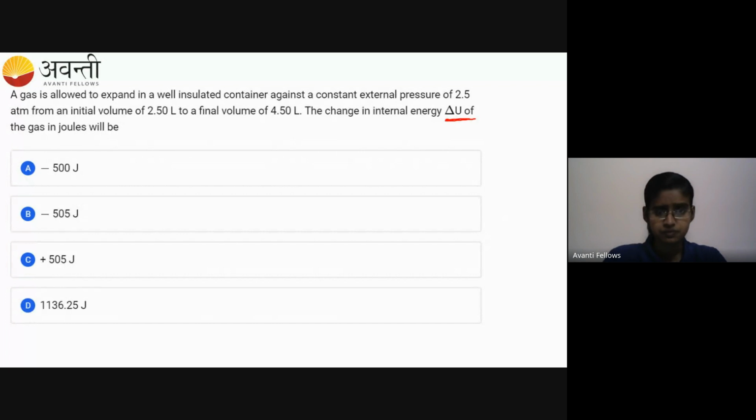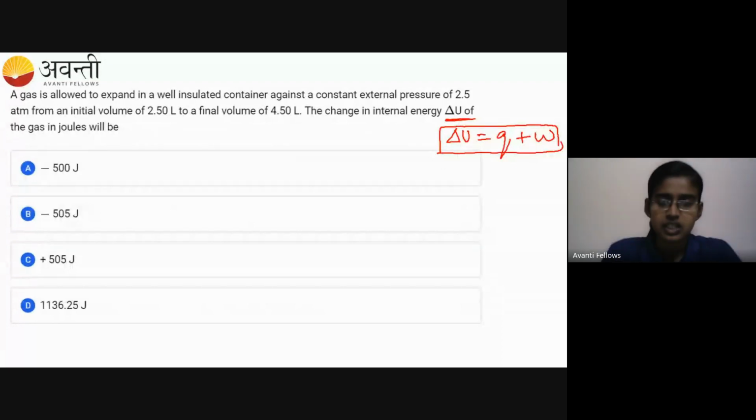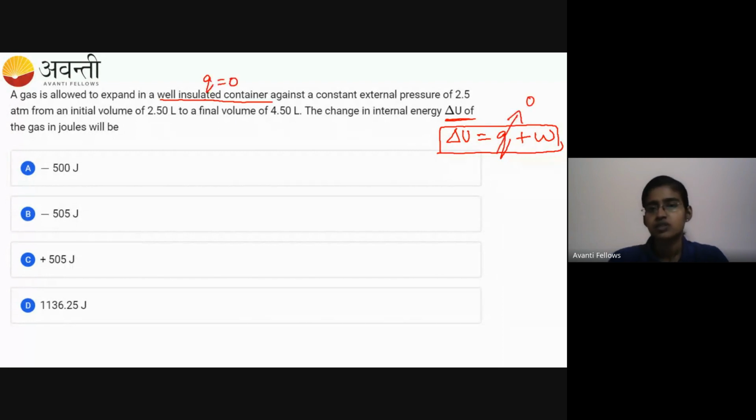We know that from the first law of thermodynamics, delta U is equal to Q plus W. So this is what the first law of thermodynamics says. And the question says that the container is a well-insulated container. Insulated means there is no heat exchange between the system and surroundings, right? So this statement gives us that Q value is equal to 0. So if Q goes to 0, then delta U is nothing but W. If you find out this W, then we are going to get delta U also from this.